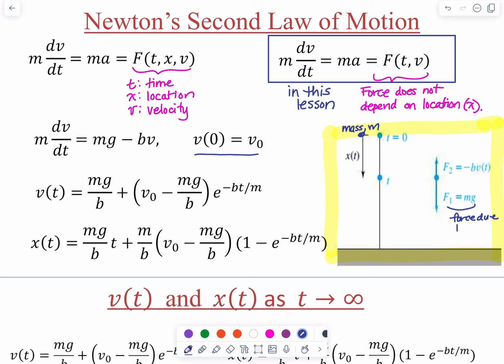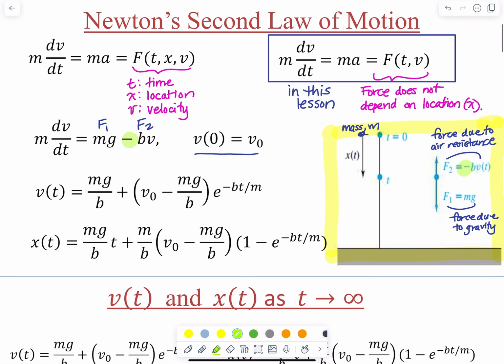is F sub 1. So you could say that this is F sub 1. And F sub 2 is going to be the force due to air resistance. And of course, this air resistance acts in opposition of the motion of the object. So that is why, of course, we are using a negative there.